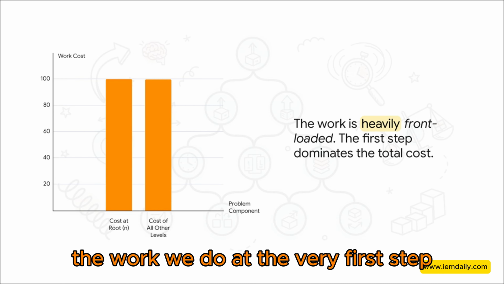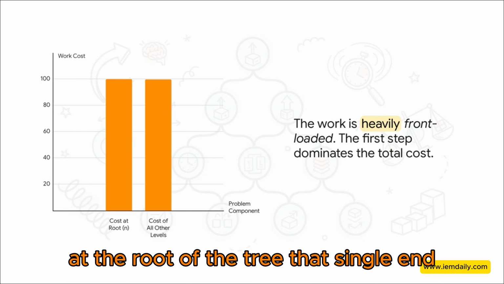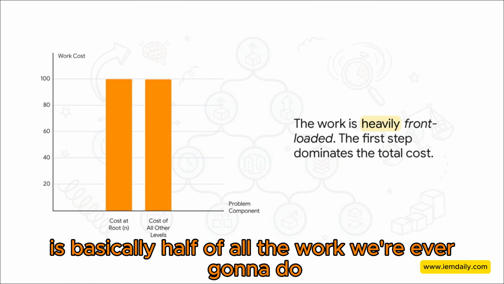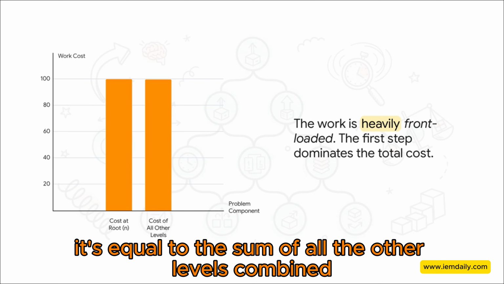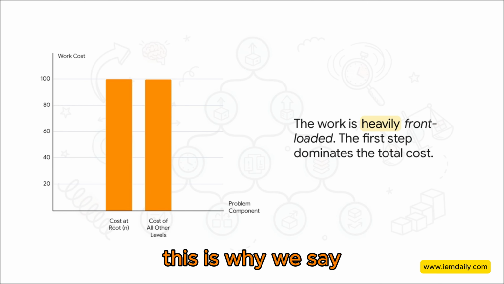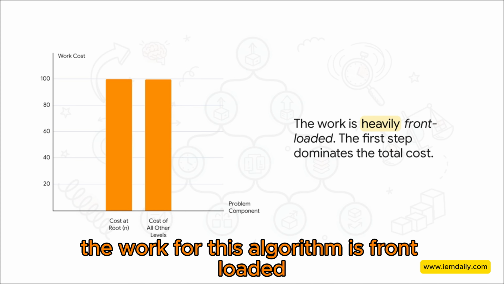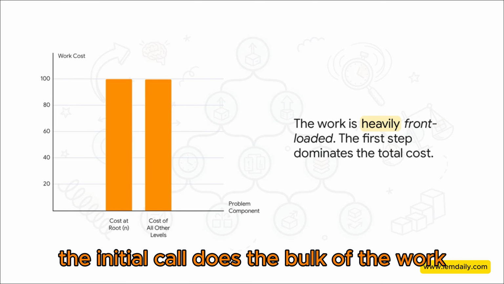The work we do at the very first step, at the root of the tree, that single n, is basically half of all the work we're ever going to do. It's equal to the sum of all the other levels combined. This is why we say the work for this algorithm is front-loaded. The initial call does the bulk of the work.